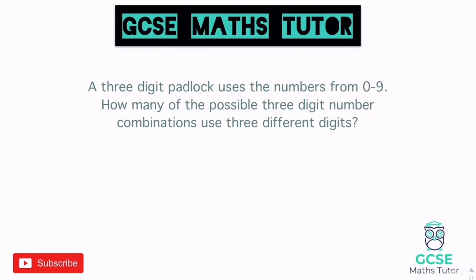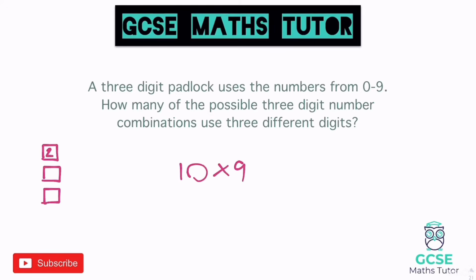Okay, so this one's slightly different. A 3-digit padlock uses the numbers from 0 to 9. How many of the possible 3-digit number combinations use 3 different digits, meaning we can't have any repeats here? So let's imagine on the first digit of this padlock, let's say we pick the number 2. Now in that first pick there, we had the numbers from 0 to 9, including 0, so that would be 10 options that I had. But now that I've picked the number 2, I can't pick the number 2 again because there's no repeats. So I don't have 10 options now, I only have 9 options.